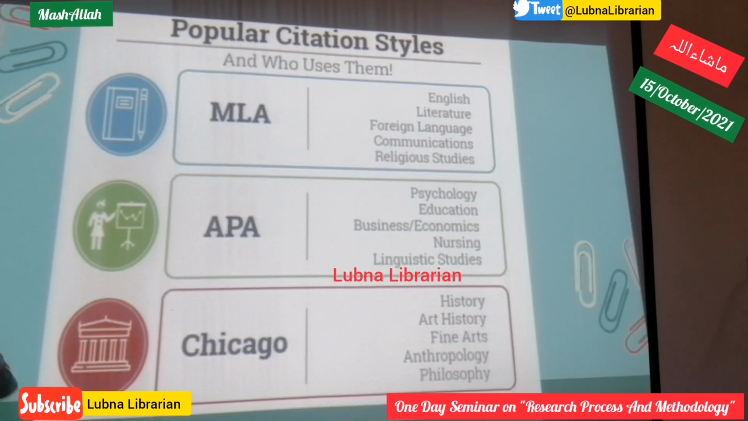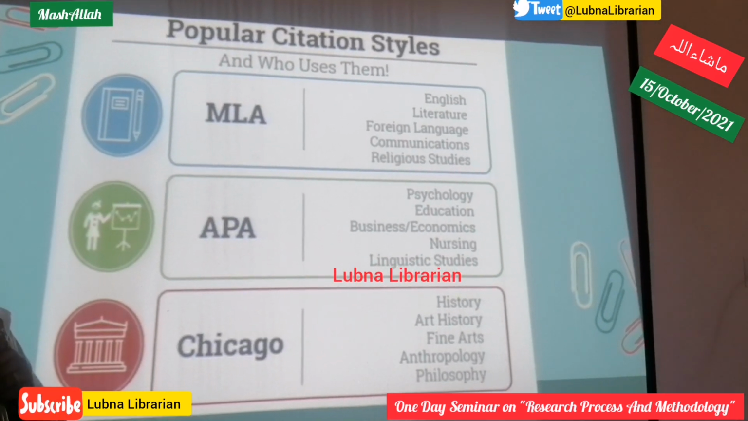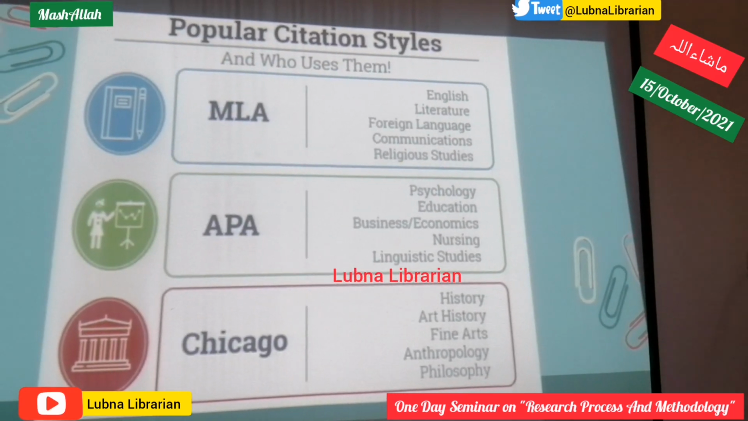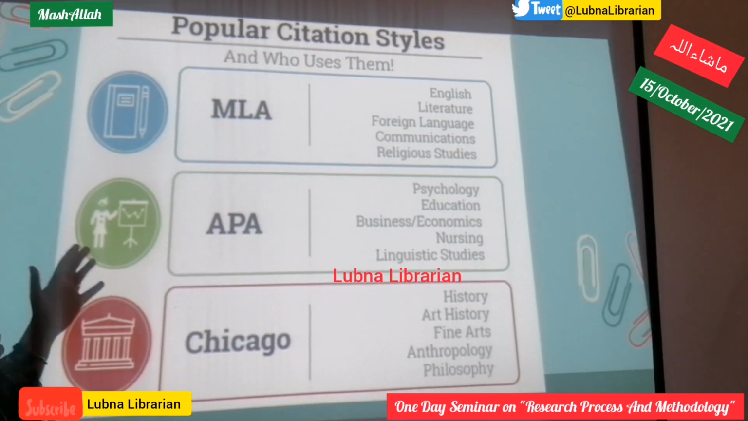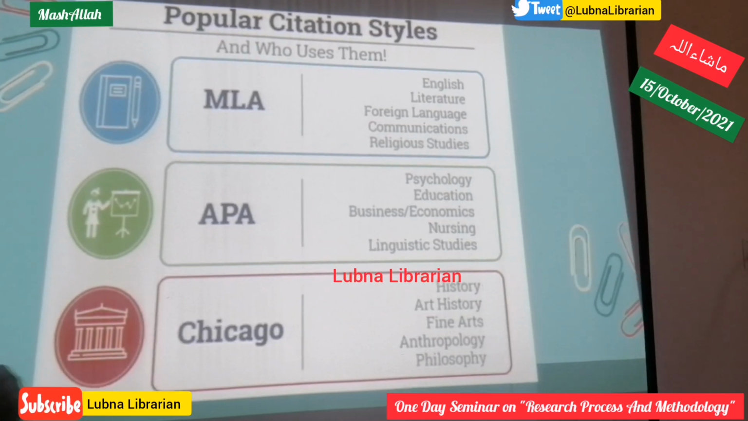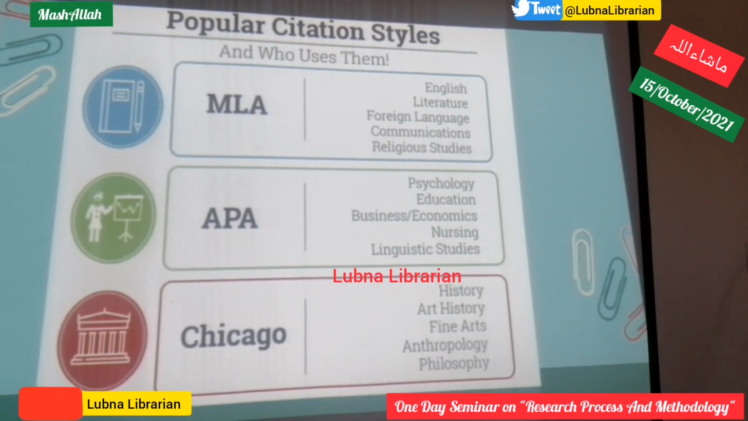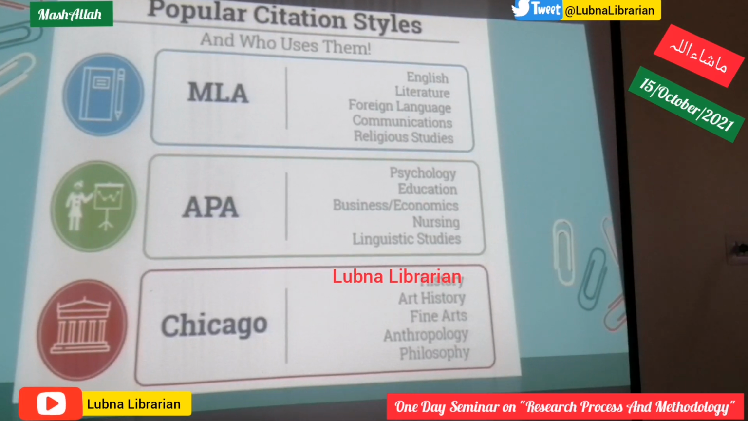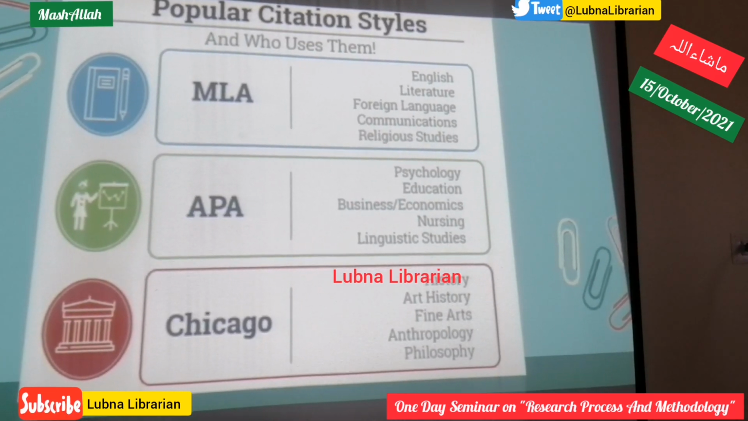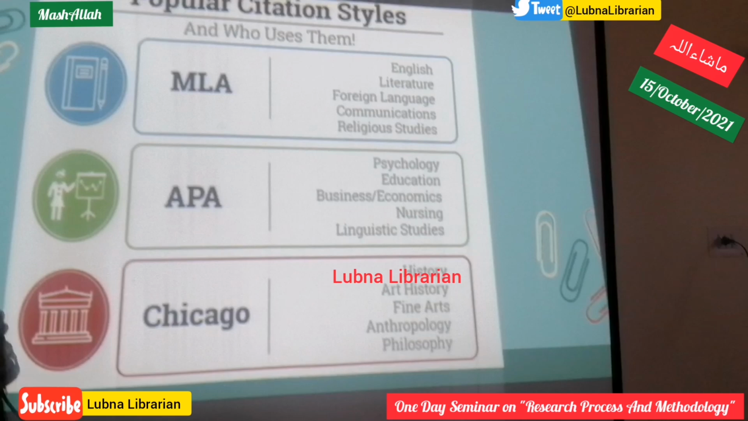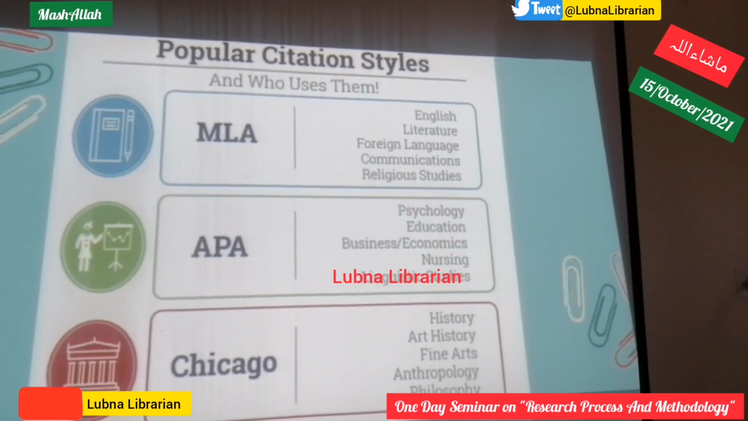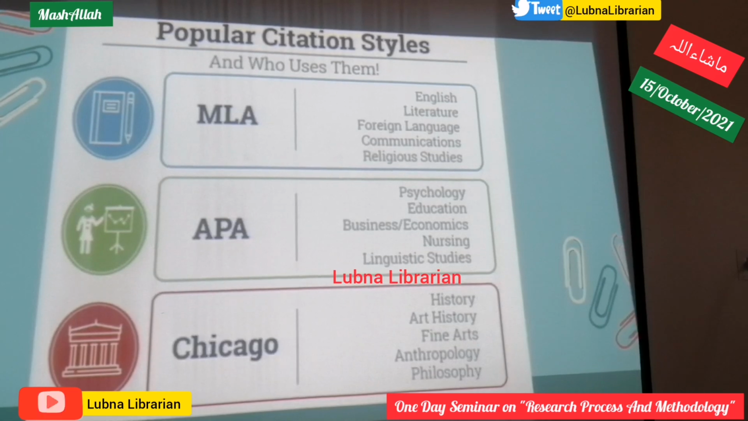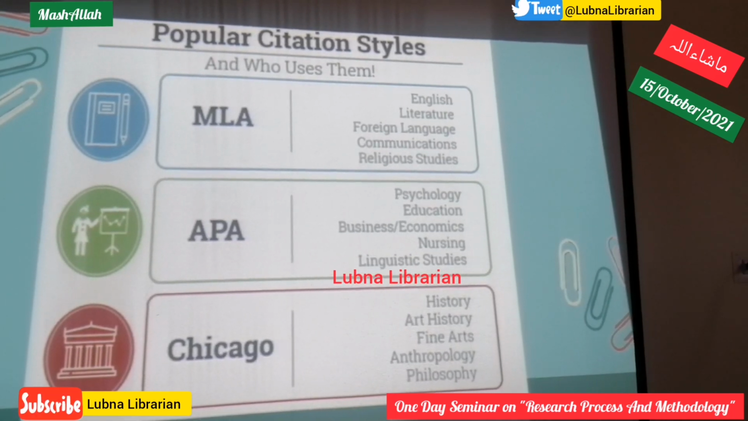So you will see that MLA stands for Modern Language Association, and usually with English literature, foreign language communications, and religious studies, we adopt this style of writing, MLA, right? Then comes APA. Again, this is our section, and departments like psychology, education, business, economics, nursing, linguistic studies usually adopt this style that is called APA. APA stands for American Psychological Association, right?